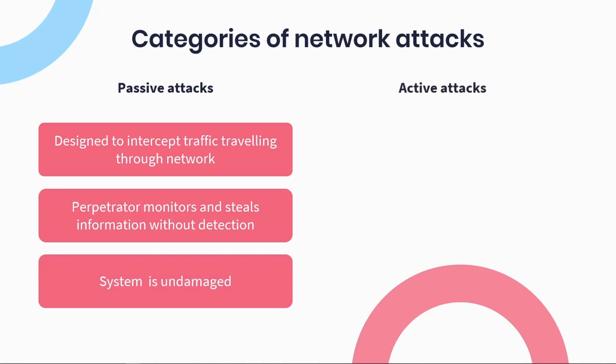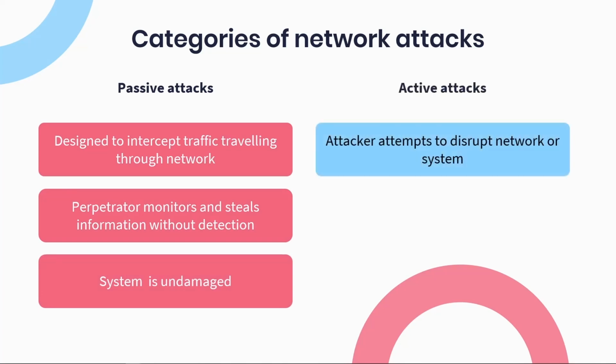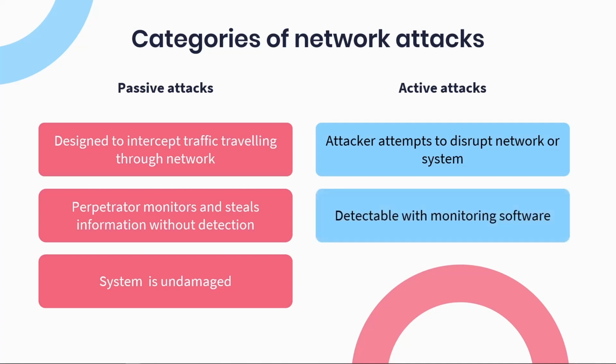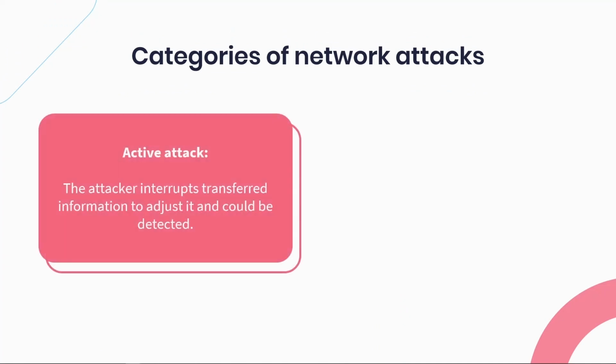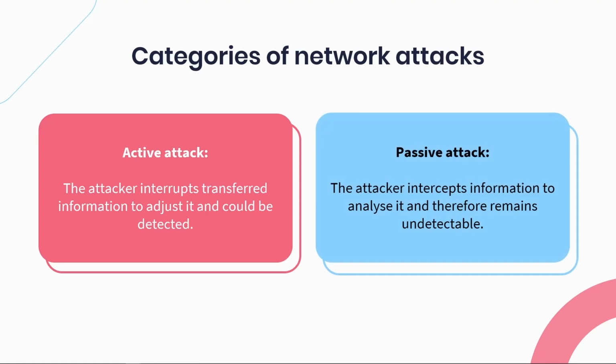Active attacks are activities such as denial of service, DOS attacks, and SQL injection attacks, where the attacker attempts to execute commands to disrupt the network or system. Active attacks are detectable with monitoring software like antiviruses. The main difference between passive and active attacks is that the attacker in an active attack can interrupt the transferred information with the aim of intercepting the connection and adjusting the information and could be detected. However, in a passive attack, the attacker can only intercept the information to read or analyze it without making any alterations to it, thereby staying undetectable.